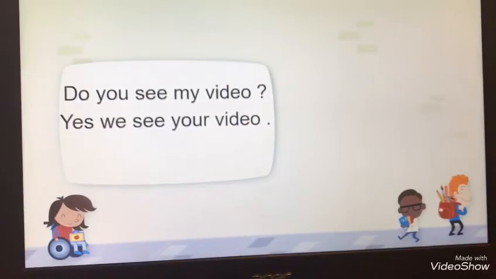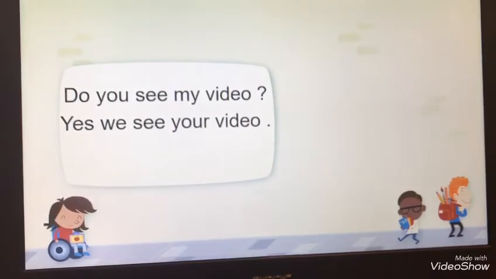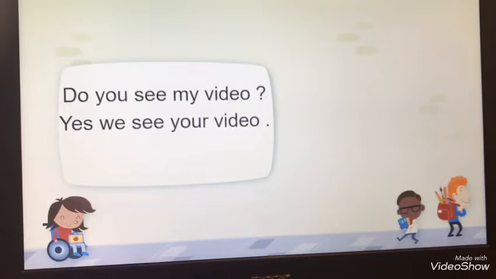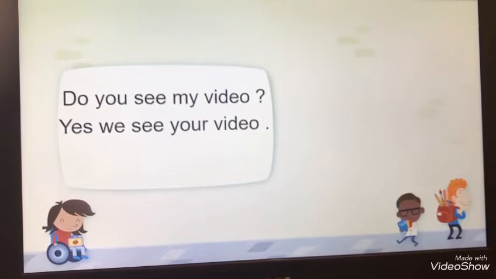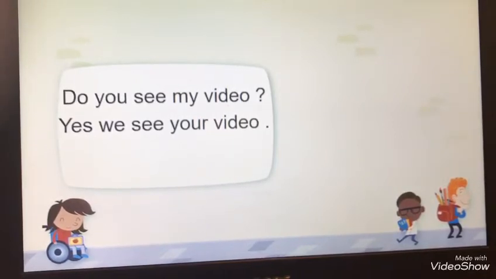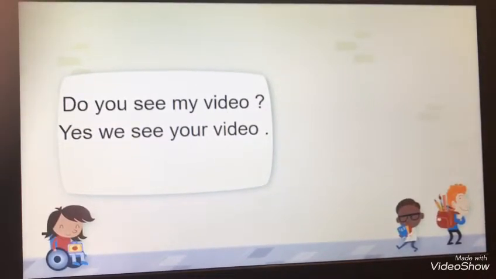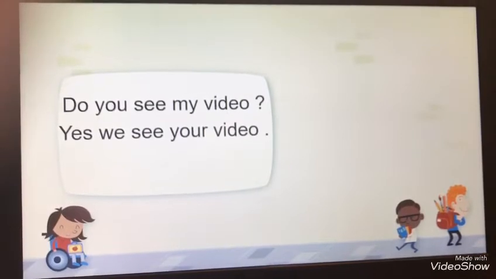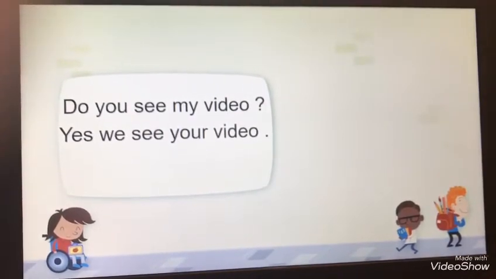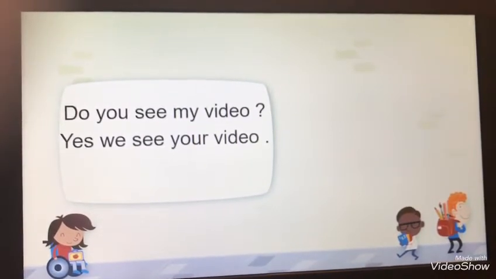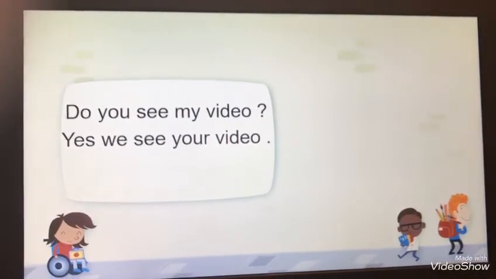Now, when we want to ask a question, we have to start with a question word. There are a lot of question words, but today I'm going to teach you only 2 words, okay? Which are what and do. So we have 2 question words: what and do. For example, look at this sentence here.